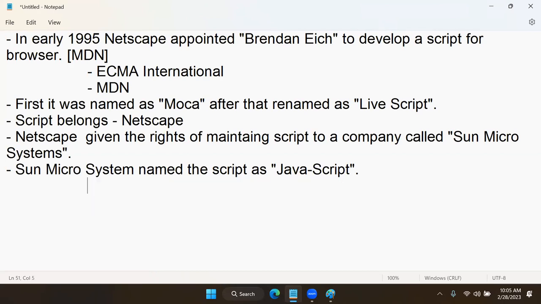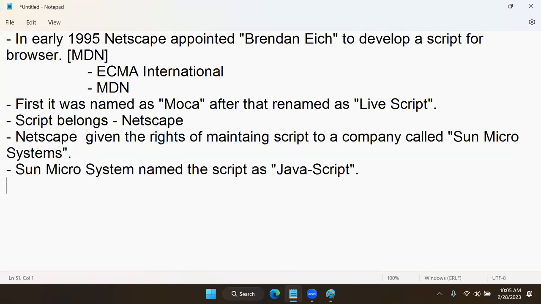That's the reason Sun Microsystems wanted to tell the world that they are the people maintaining this script. That's the reason they named this script JavaScript. So how did the name JavaScript come about? Actually, its name was Mocha. After that, it was named LiveScript, originally developed by Brendan Eich. And after that, it was maintained by Sun Microsystems.